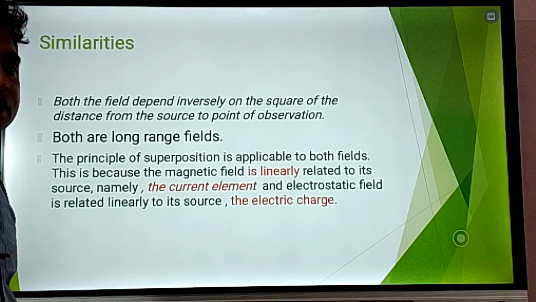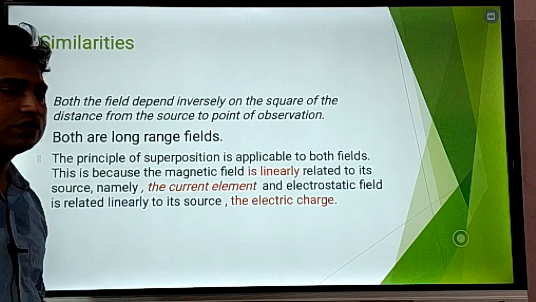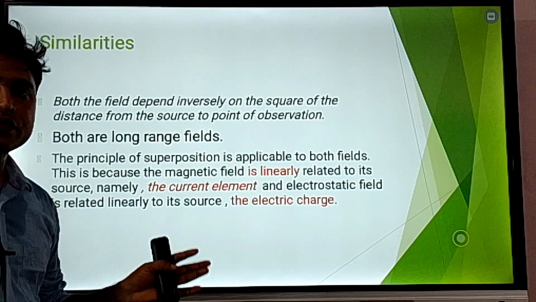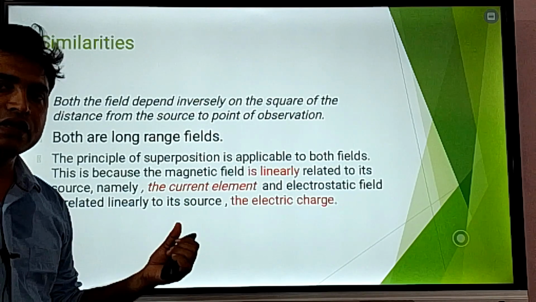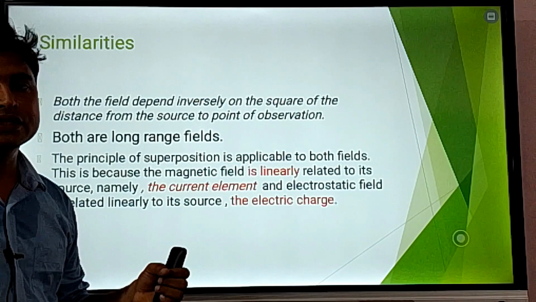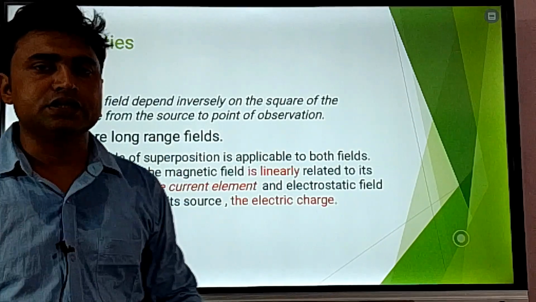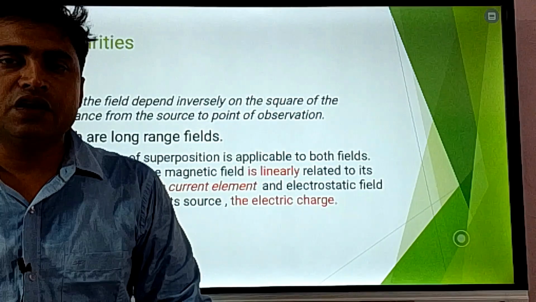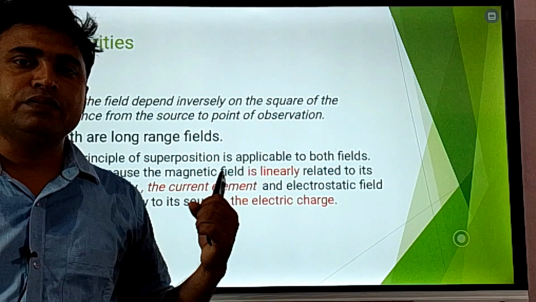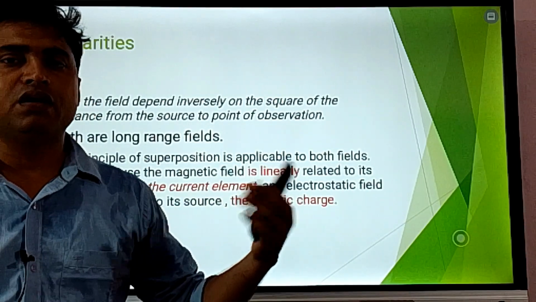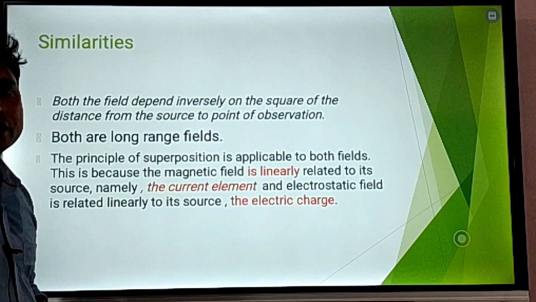These are some of the similarities I have written here. Both fields depend inversely on the square of the distance from the source point to the observation point. If the distance increases, the value of the field will decrease, and if it decreases, the value of the field will increase. Both are long range fields. The nuclear force is a very short range force, existing inside the nucleus only, but the magnetic field and the electric field exist to a very long distance.